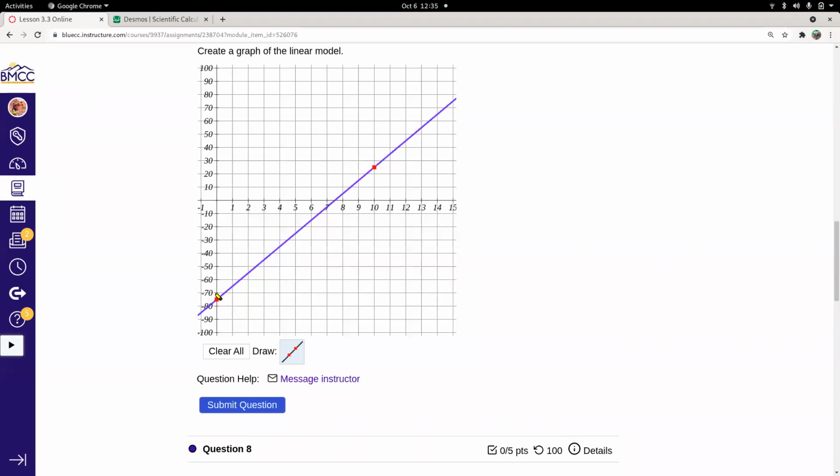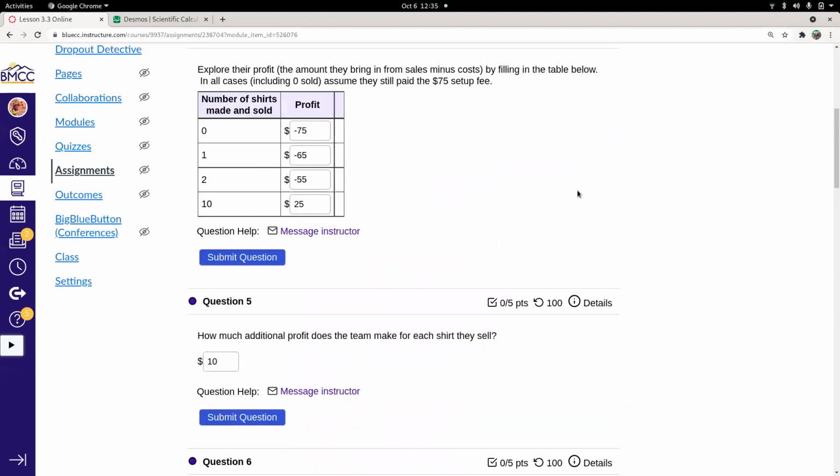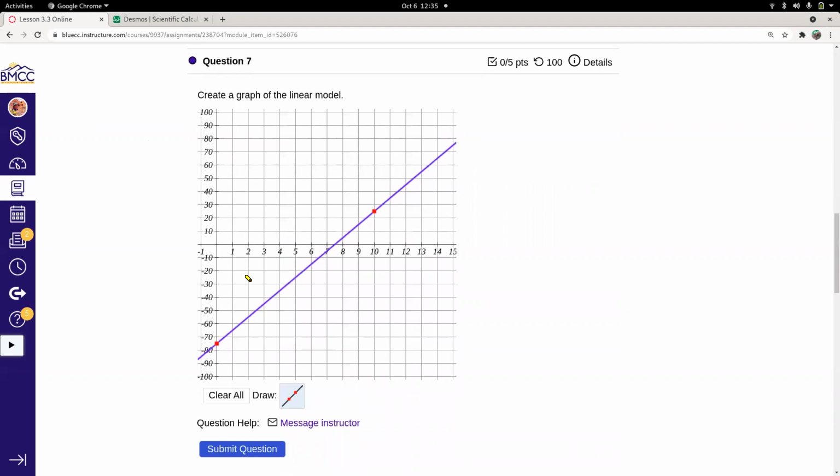And that is -75. And if you put a point in the wrong spot, you can always grab it and move it before you submit it. So always double check, look back at your table, look back at your notes. Did you really plot the right ones? Does it look like 2, -55 is on the graph? Let's go look. If I trace that down, yeah, that looks like -55 there when I trace that over.